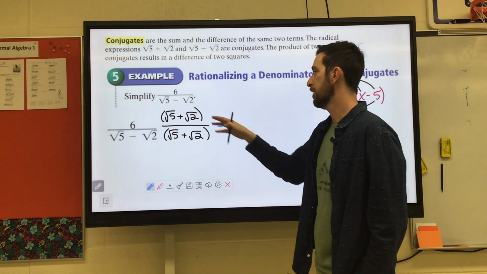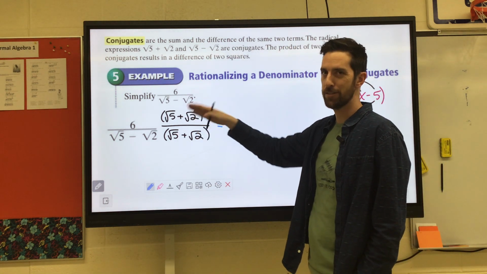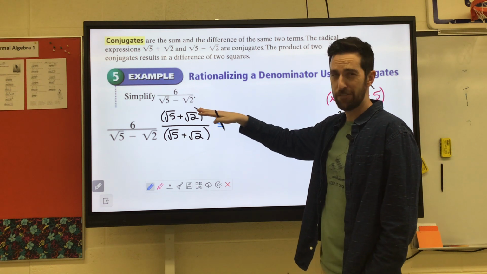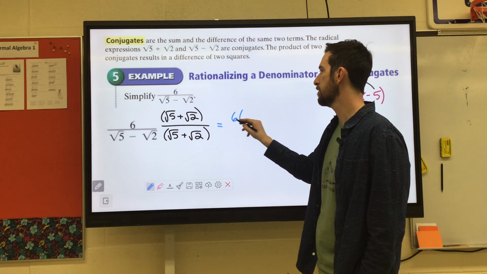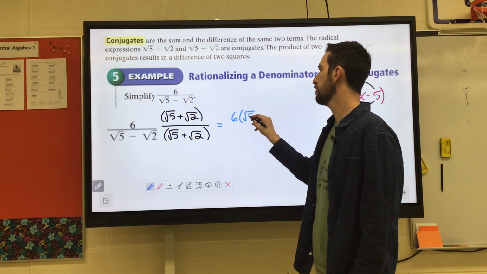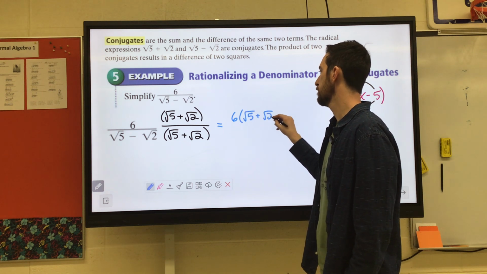So look at the numerator. It's 6 times root 5 plus 6 times root 2. In fact, I'm not even going to do anything with the 6 yet. I'm just going to leave it outside. I'll say 6 times root 5 plus root 2.